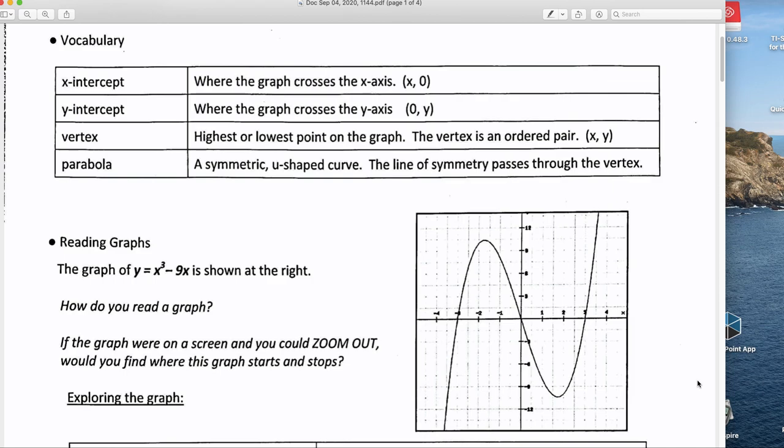Right here, the one that's shown. It is the graph of a function that is y equals x to the third power minus 9x. And here's my first question. How do you read a graph? You read a graph just like a book. You read a graph from left to right. Let's make sure the pen is functioning. And there we go. We read from left to right.